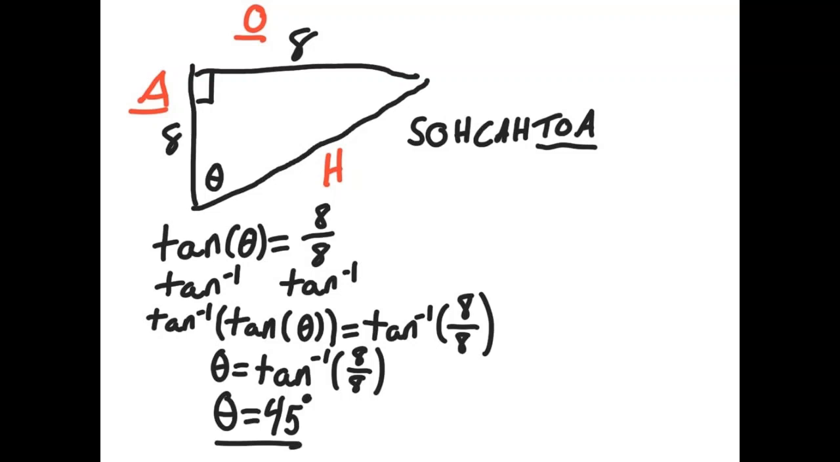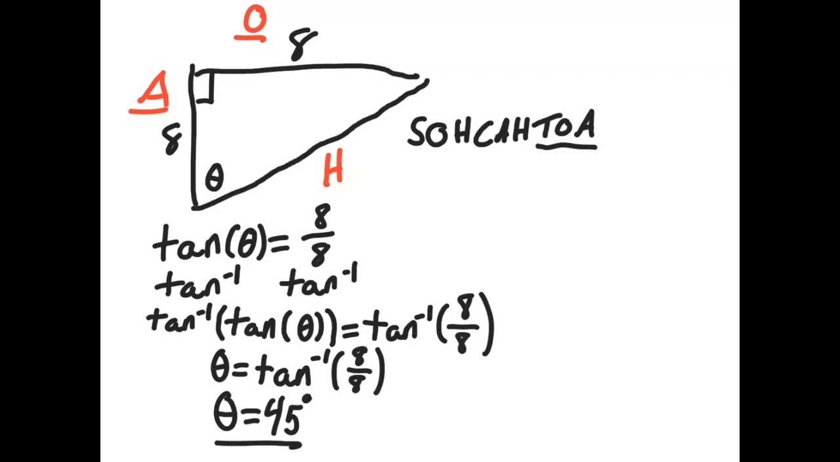Start with my setup. You'll notice my first step is exactly the same every single time for any type of trigonometry problem. Consistency. So, I start with tangent of theta equals 8 over 8. I gotta get rid of that tangent, I gotta get theta by itself, so I take the inverse tangent of both sides. I get the inverse tangent of theta equals the inverse tangent of 8 over 8. Inverse tangent of tangent cancels out, and I get theta equals the inverse tangent of 8 over 8. Putting this into my calculator, I get theta equals 45 degrees.